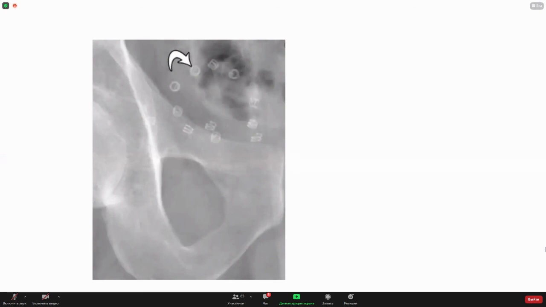This is an X-ray of a patient that I received. He was operated on for a recurrence. He was submitted to a laparoscopic approach, and someone put in a plug and fixed it with tackers. So you see, this is really a strange situation.